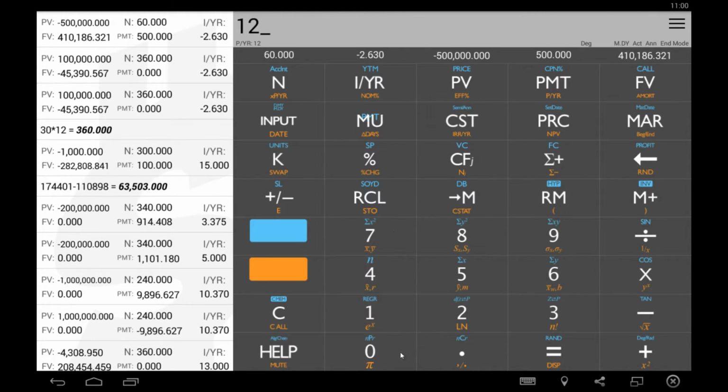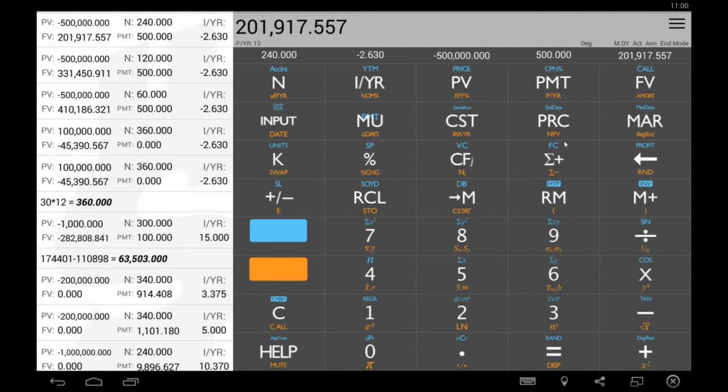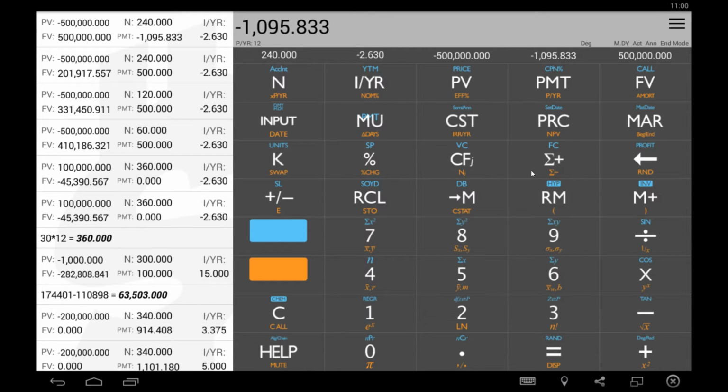Let's do 120 months. Then there it goes, lower and lower. 20 years, same thing, and it's going down. So how much would it cost to break even? So simple as that. We just want to know how much it would cost us in payments to keep our initial $500,000. So we solve for payment. Almost $1,100 every month. That's how much you're losing due to inflation at $500,000.